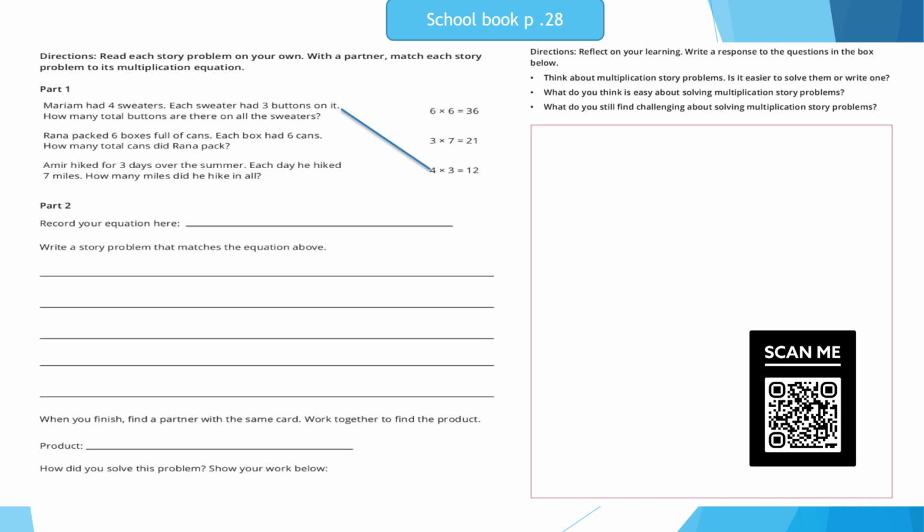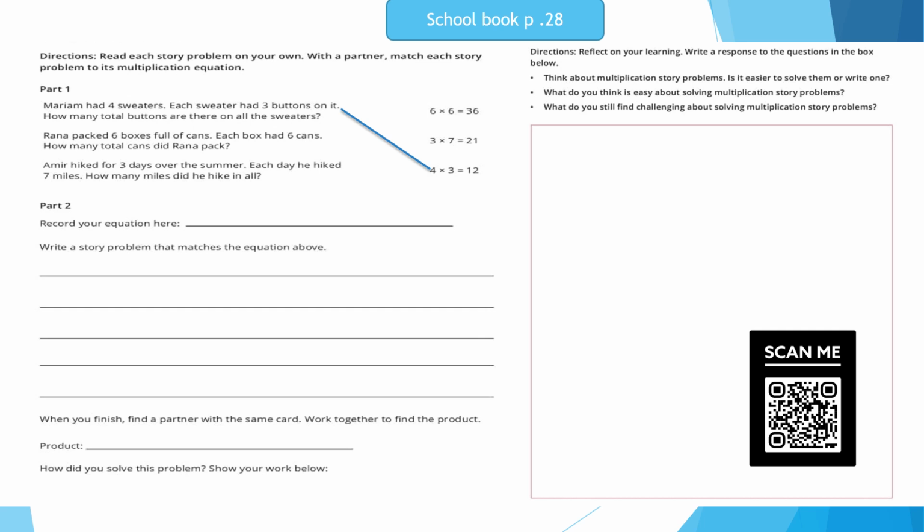The second one: Rana packed 6 boxes full of cans. Each box had 6 cans. So she had 6 boxes, and each one box contains 6 cans. How many total cans? So we will multiply 6 times 6 equals 36.